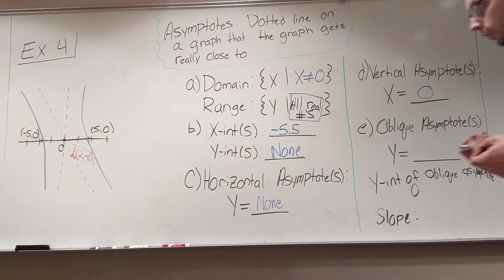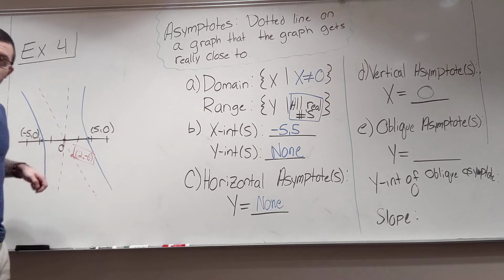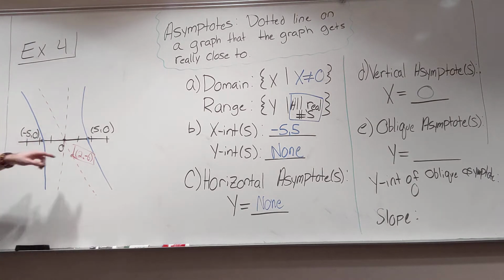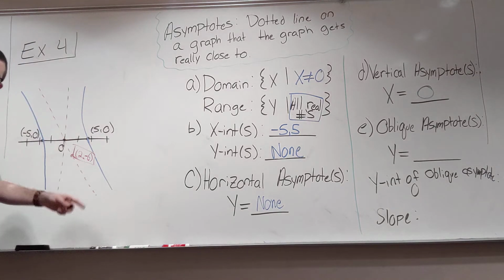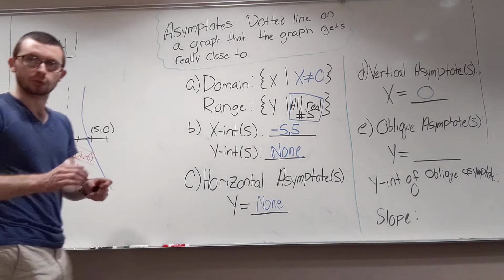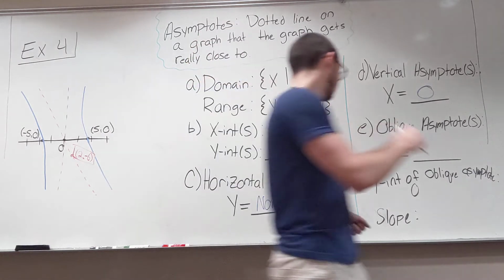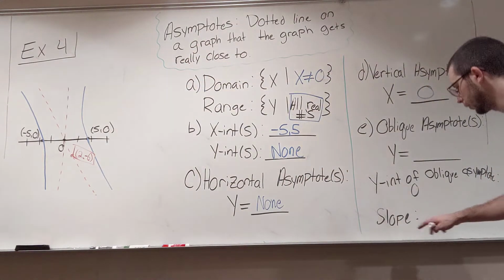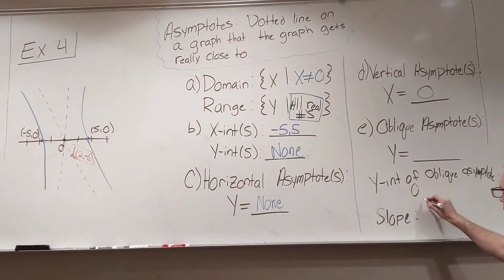And now all we have to do is figure out the slope. So this is where the 2 comma negative 6 comes into play. So the slope, we know that the diagonal oblique asymptote here goes through 2 points. It goes through the origin, which is 0, 0, and it goes through 2 comma negative 6. That means that we can characterize the slope as y2 minus y1 over x2 minus x1.